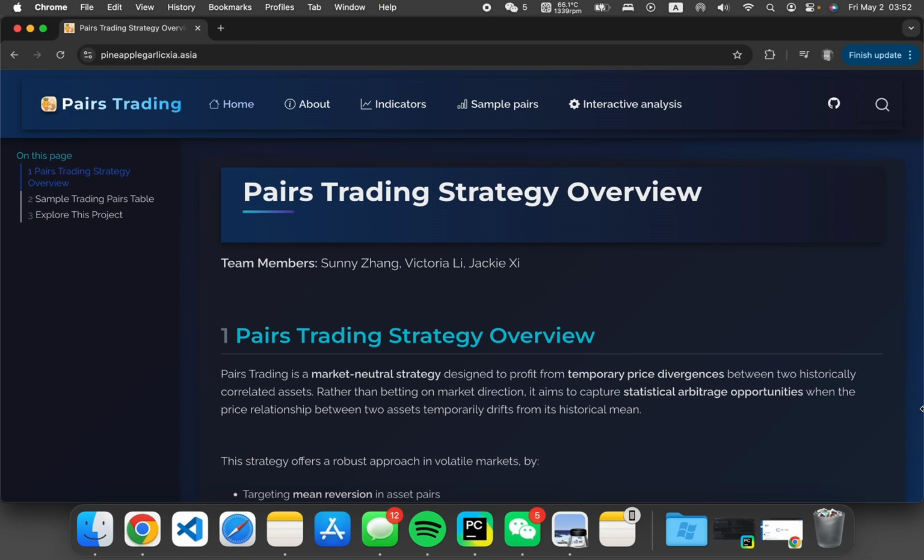So let's start at the top. When you land on the home page, you'll see a clean navigation bar linking to the home, about, indicators, sample pairs, and interactive analysis. If you ever want to pick at the code, the little GitHub icon in the corner will take you straight to the repository. For today, we'll dive into each of the sections in turn.